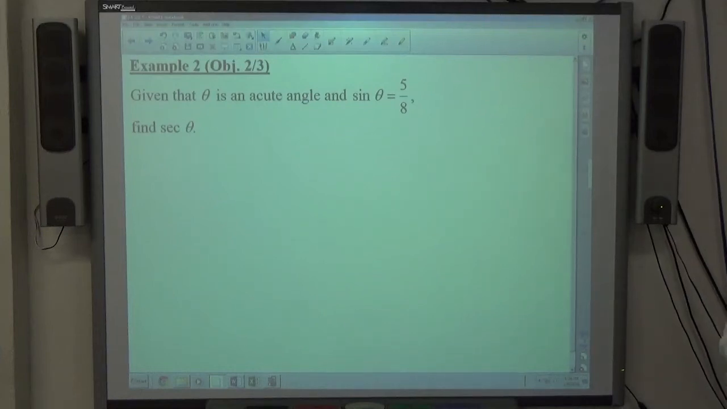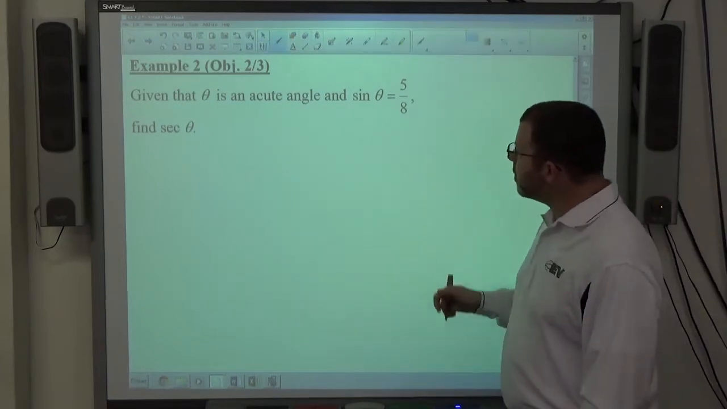Examples 2, 3, 4, and 5 are all the exact same kind of problem. I don't know if I'll get a chance to get all 4 of them done. If I don't, I'll make videos outside of class, watch them over the weekend and just see. They all work the same way. All right, so keep that in mind.